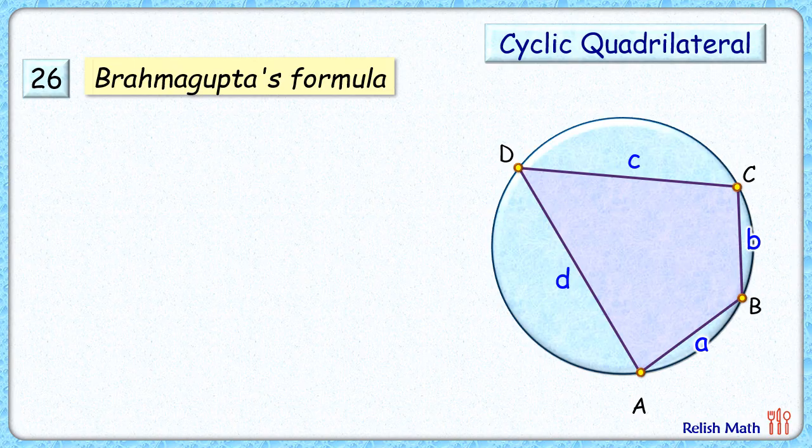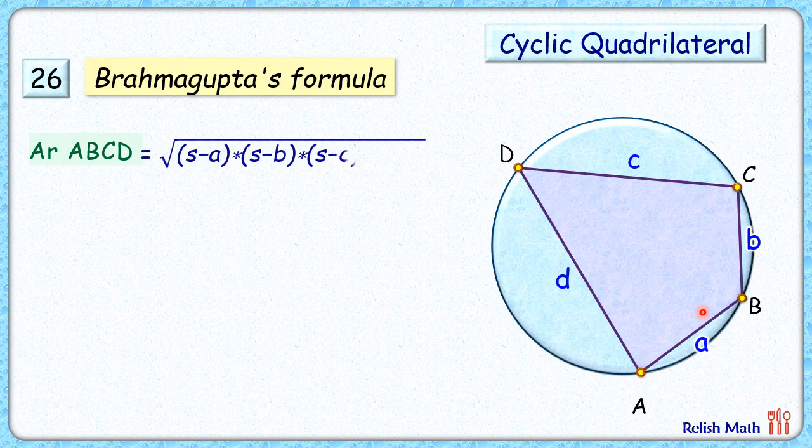Next is Brahmagupta's formula, a very important formula to find the area of a cyclic quadrilateral with given sides. The formula is very similar to the famous Heron's formula. So the area of a cyclic quadrilateral is the square root of (s minus a) times (s minus b) times (s minus c) times (s minus d). You can see how similar it is to Heron's formula. And here s is the semi-perimeter.